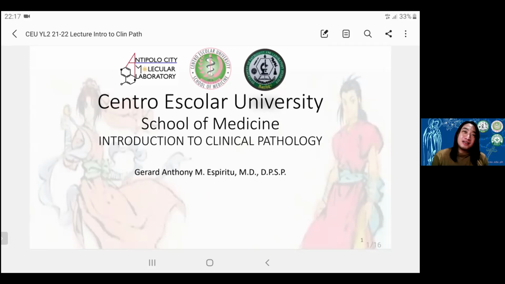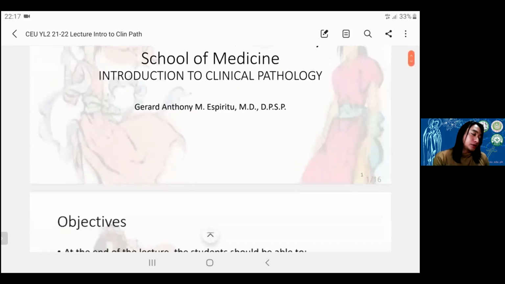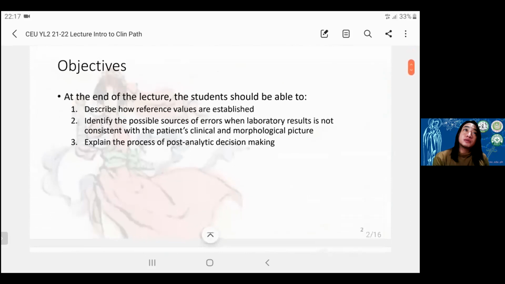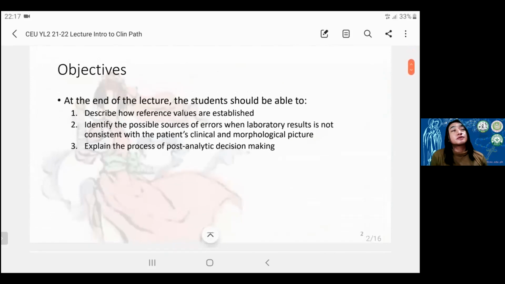I'm Dr. G.A. Espiritu, and for this lecture, our objectives will be to describe how the reference values are established or determined. Identify the possible sources of errors when laboratory results are not consistent with the patient's clinical and morphological findings. And then explain the process of post-analytic decision making.